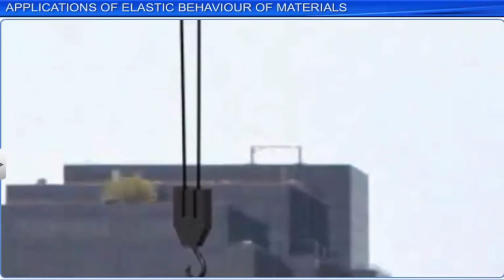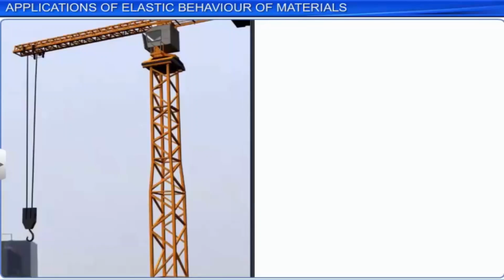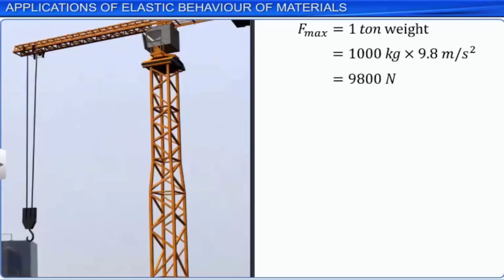Consider a crane designed to lift loads of up to 1 ton, with the rope made of steel, of breaking stress 400 times 10 to the power 6 newtons per meter square. The cross-sectional area of the rope can be calculated by equating the breaking stress SU to the ratio of maximum load and the area of cross-section A.